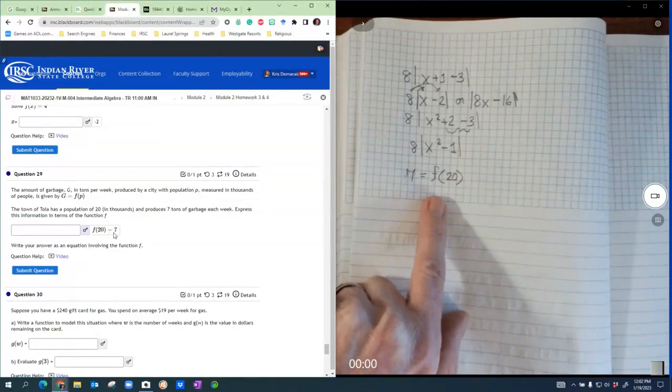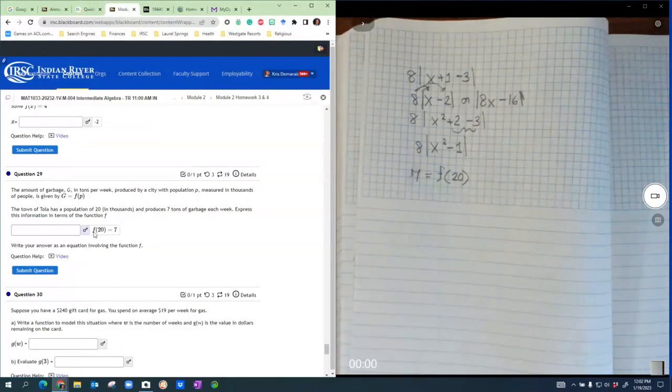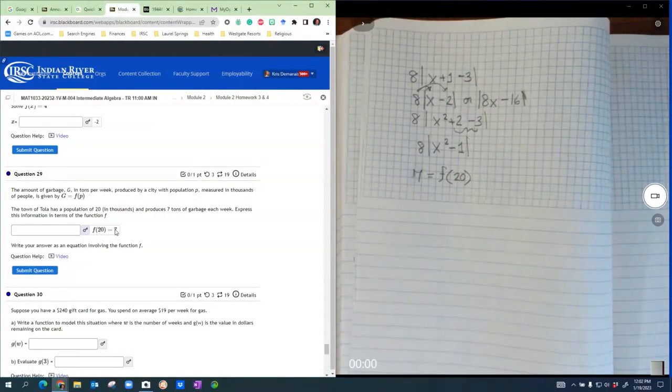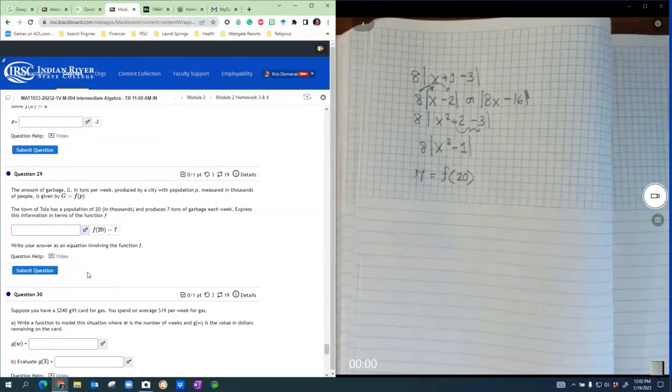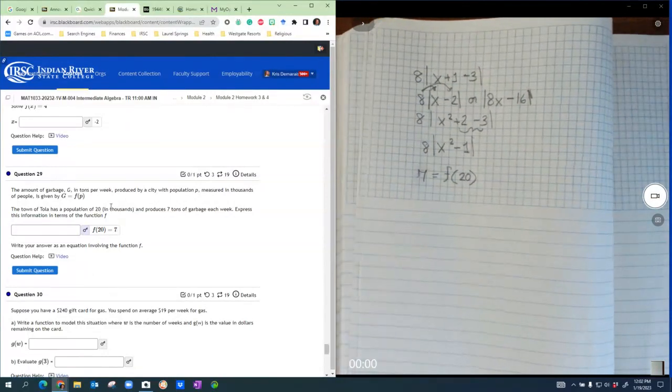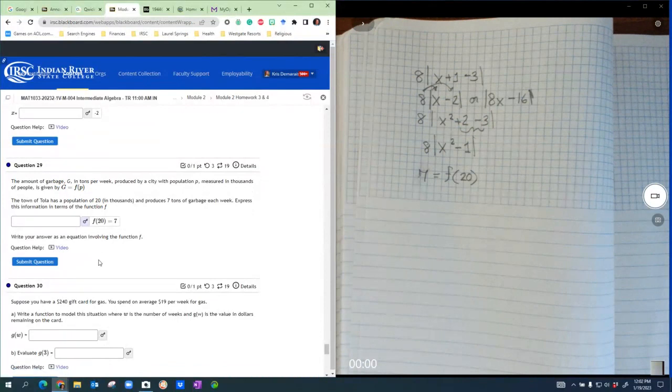Now, if you wrote it this way, the way I did it, that's okay. A better way of writing it is F of 20 equals 7, but this is the same thing. So we're just replacing the values of the P and the G, and that's given to us by the equation.